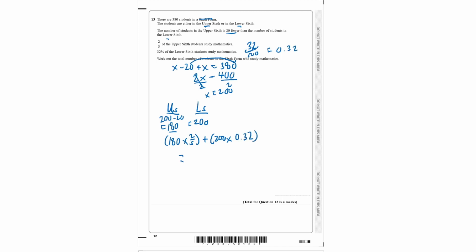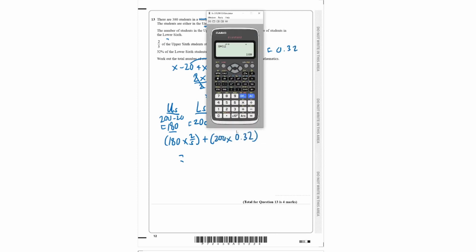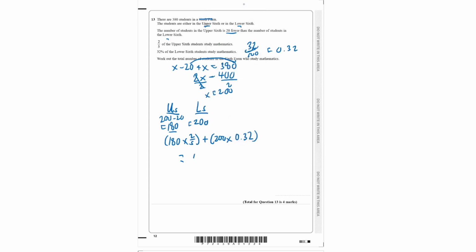And we can use our calculator here to get our answer, which is 180 times 2/5. Close the bracket. We add 200 times 0.32, which gives us 136, which means 136 students in total study mathematics.